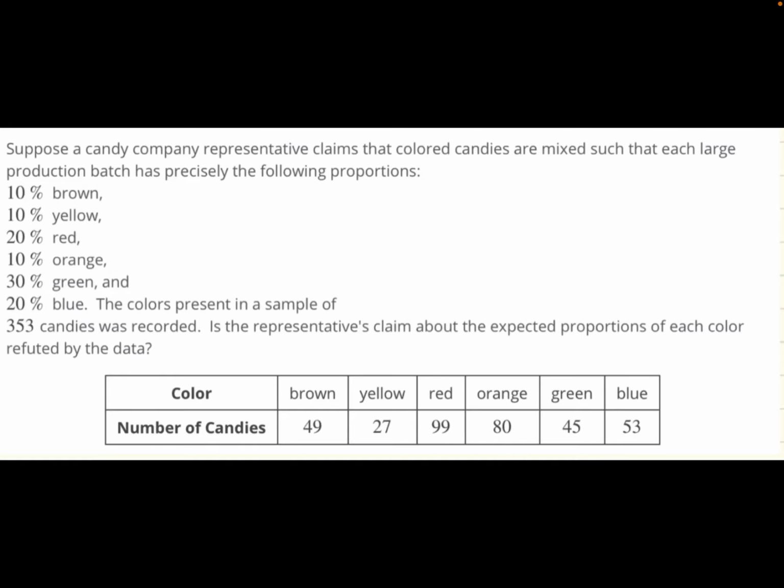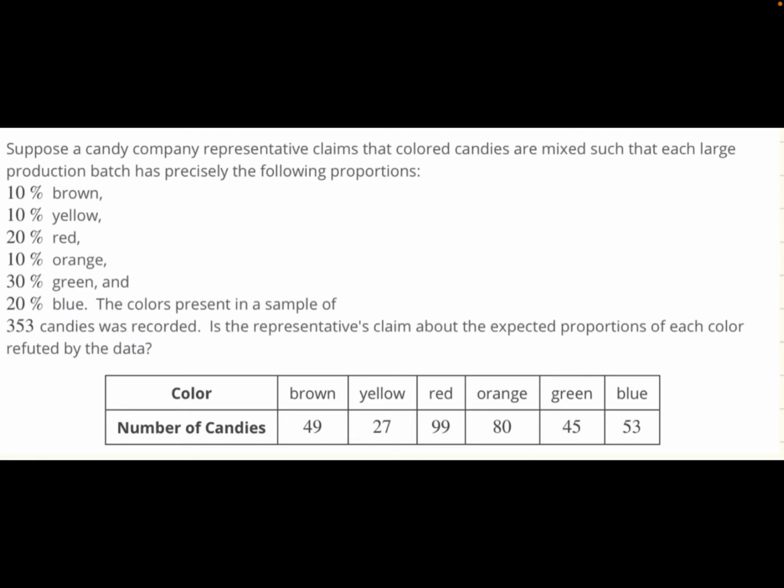So this is the first one of our chi-square problems. We have a candy company representative that claims that coloured candies are mixed such that each large production batch has precisely the following proportions. So if we were to look at all the candies that are being produced by this company, we would find that 10% were brown, 10% were yellow, 20% were red, 10% were orange, 30% were green, and 20% were blue.